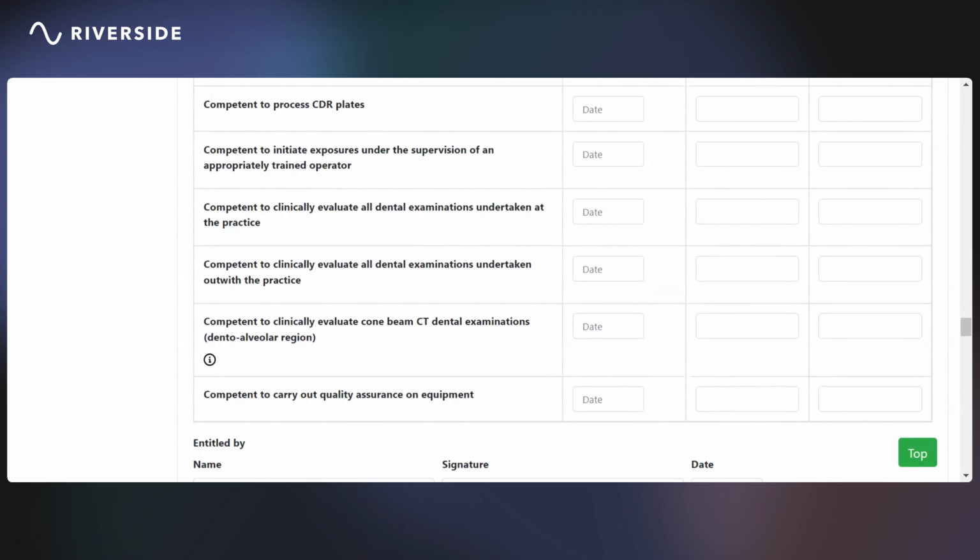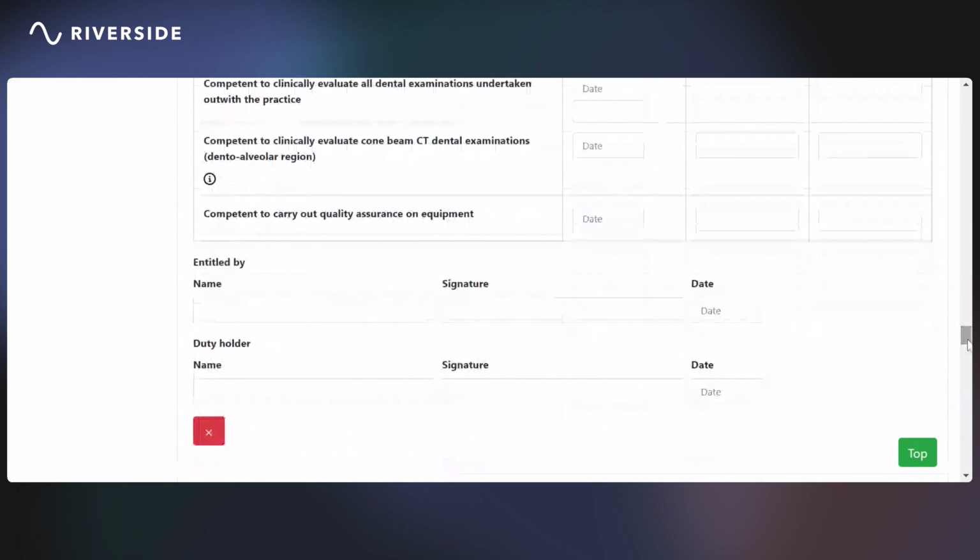And when we get to the end of the page, the person who's entitled, the duty holder, to undertake all of the duties listed above, put their name, signature and date, and the duty holder can also put their name, signature and date to understand that they've been entitled to undertake those roles. Once we get to that person, we can move on to the second member of staff, and we can go through the process again by clicking the blue Add button.